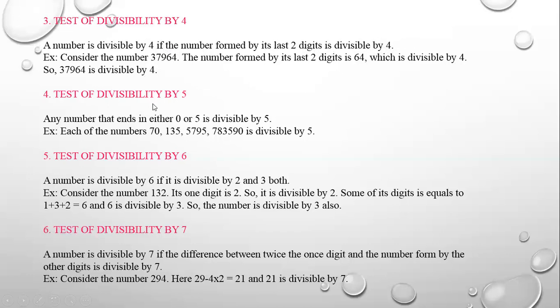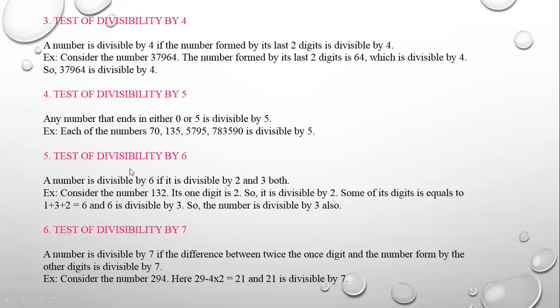Okay. Next we have the divisibility by 5. So this is quite easy because any number that ends in either 0 or 5 is divisible by 5. So examples are 70, 135, 5795. So in all these numbers, if you see, they end with either 0 or 5. So we can say that they are divisible by 5.